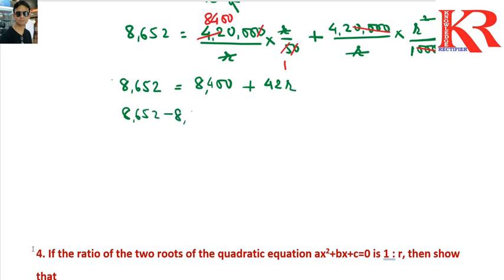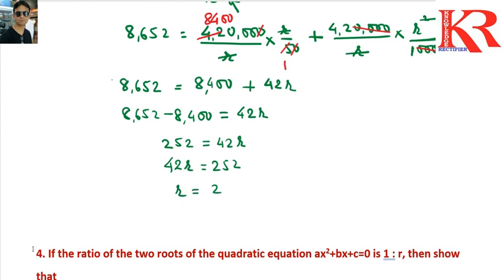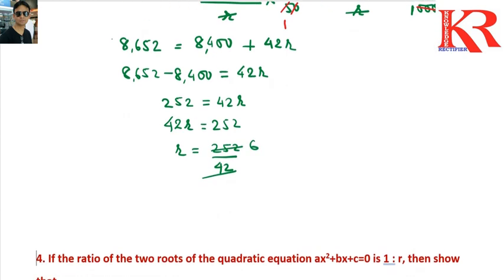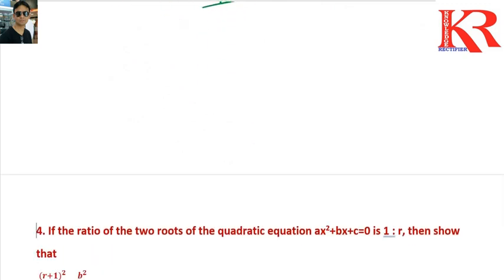Then we get 8652 minus 8400 is equal to 42R. Alright, then you subtract this two, you'll get 252 is equal to 42R. So 42R can be written as 252 and R will be 252 divided by 42. This will cancel 6 times. Alright, so what will be the value of rate? 6%.